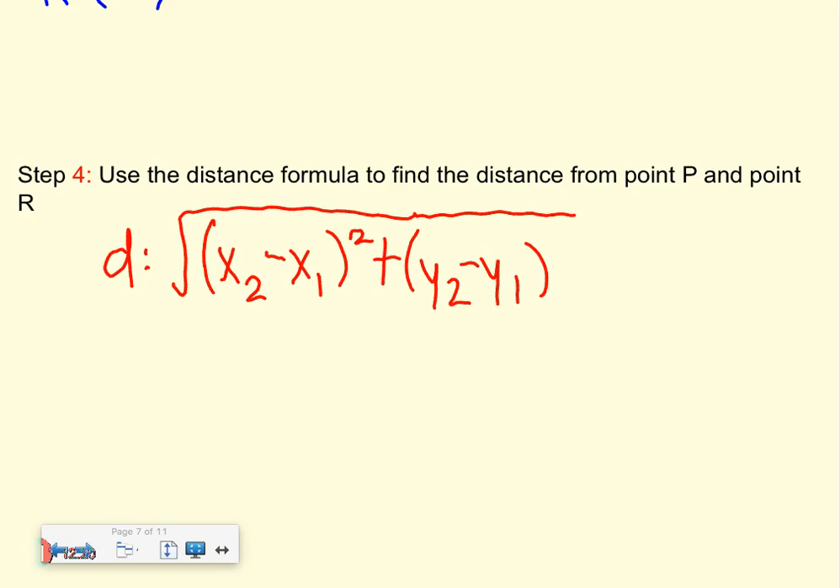This is your last step. Whatever one you have. And our points are what? 2, 4. And what was R? -2, 0. So now we're just plugging these guys into our big old formula. Which one's the first place?